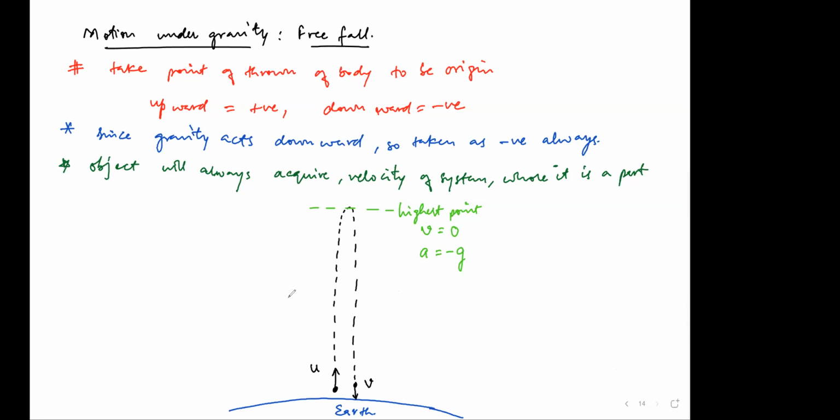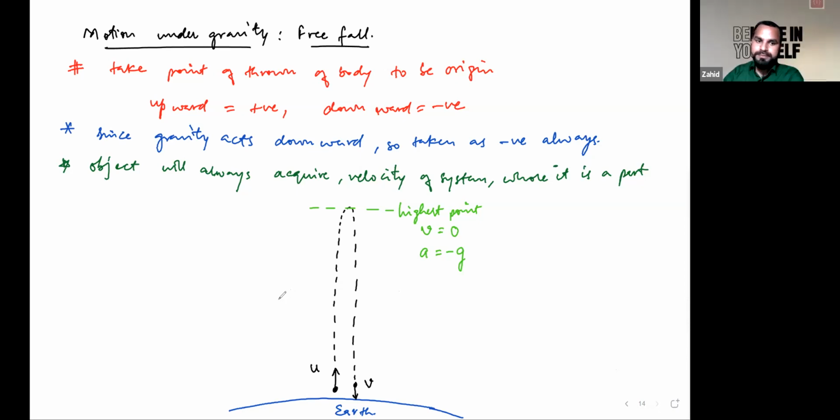Okay. Now, if you define for time, the total time taken by this object to move from ground to this highest point is termed as time of ascent. And similarly, the total time taken by this object to descend from this highest point to the ground is called time of descent.